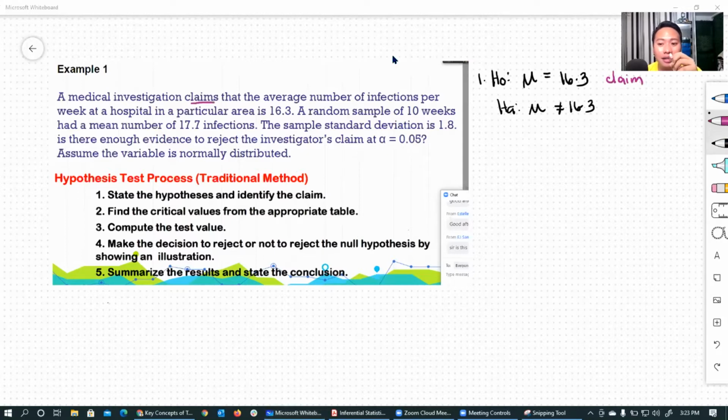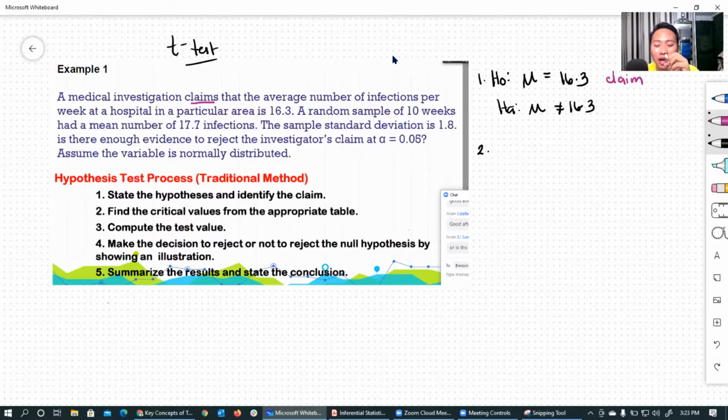Next, step 2. This is where the difference of process will kick in, starting from this step. Finding the critical value from the appropriate table. Since this is a t-test, I'm just going to write t-test, so we can be reminded. Of course, we're going to be using the t distribution, the t-table.